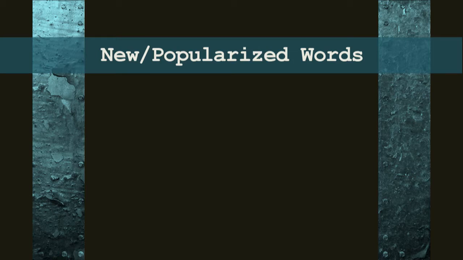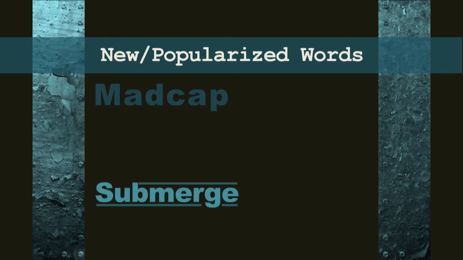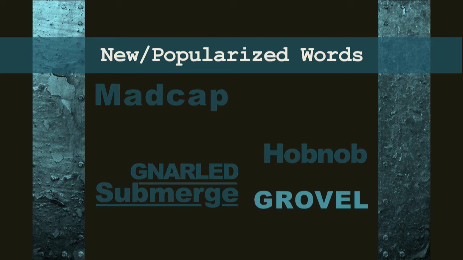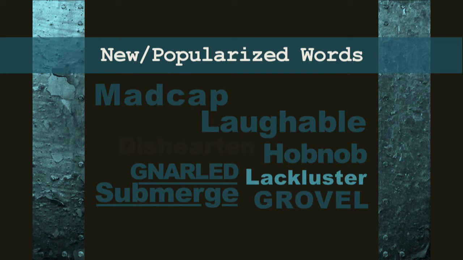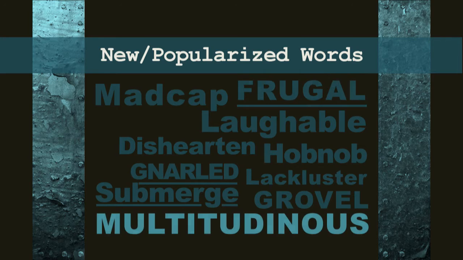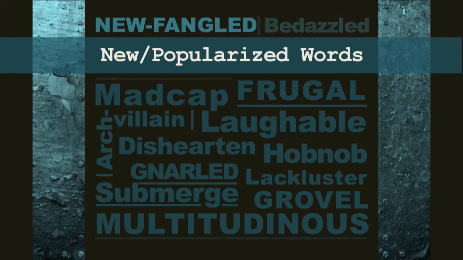More than 1,000 words in the English language were made up by him or popularized by him in his plays. Words like madcap, submerge, hobnob, gnarled, and groveled. Laughable, lackluster, disheartened, frugal, multitudinous. Arch-villain, newfangled, and bedazzled. Some of his words didn't catch on, though, which is why today's readers have difficulty with certain words and expressions in his plays. It's kind of like reading the poem The Jabberwocky by Lewis Carroll. A lot of words don't make sense outside the poem because they're not real words.